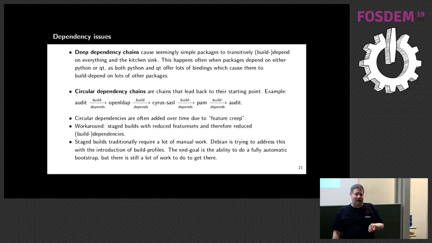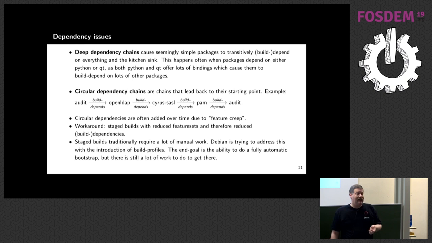Another problem are circular dependency chains, which is where the cat chases its tail. Packages in the base system are, for example, ordered. audit requires OpenLDAP for building. OpenLDAP, in turn, requires Cyrus SASL for building. Cyrus SASL requires PAM for building. And PAM requires audit for building. So the cat has just found its tail.